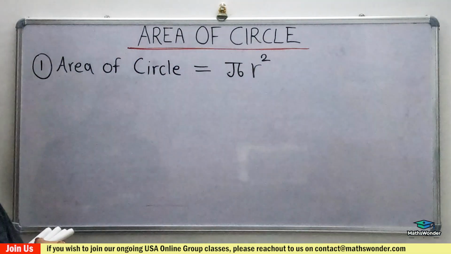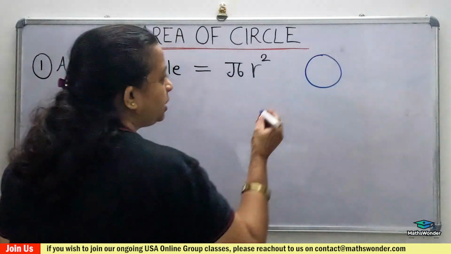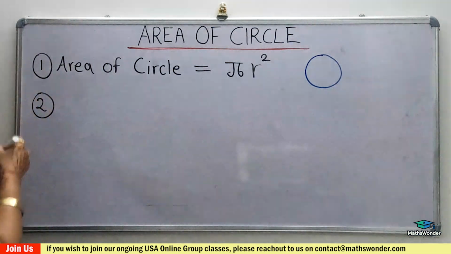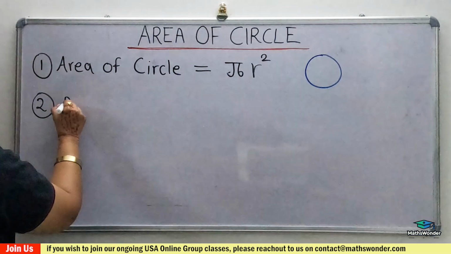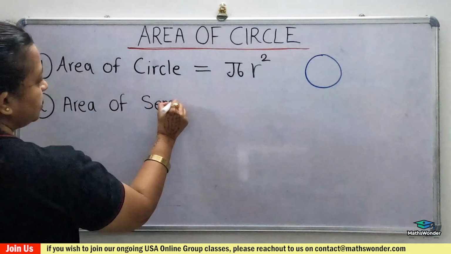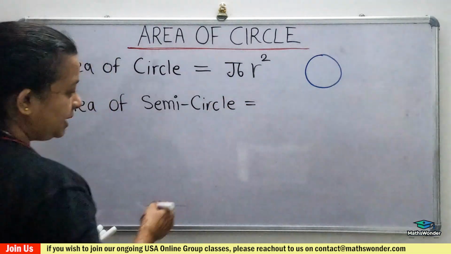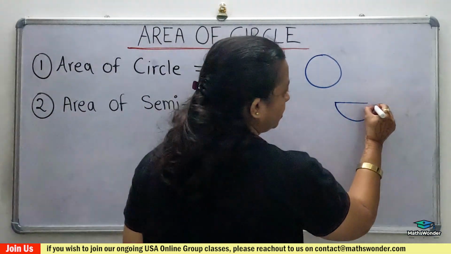Now, area of circle is pi r square. Area of circle means we are talking about the whole circle. Now, I am giving the second formula. Write down the second formula: area of semicircle. Area of semicircle means we are talking about the half circle.